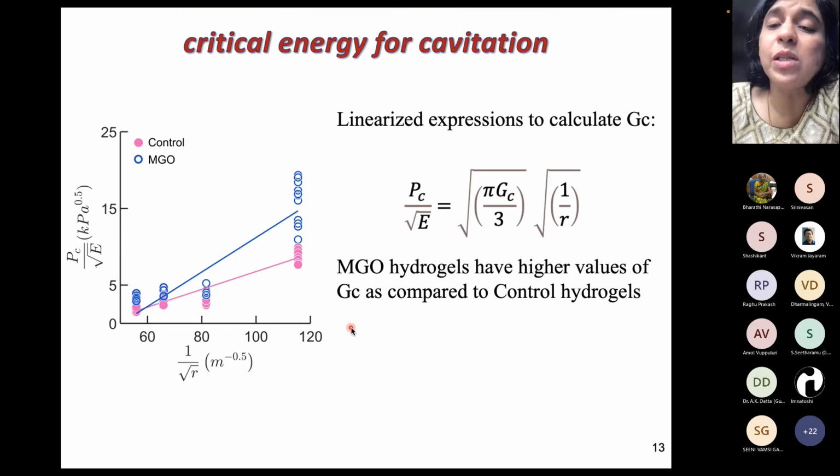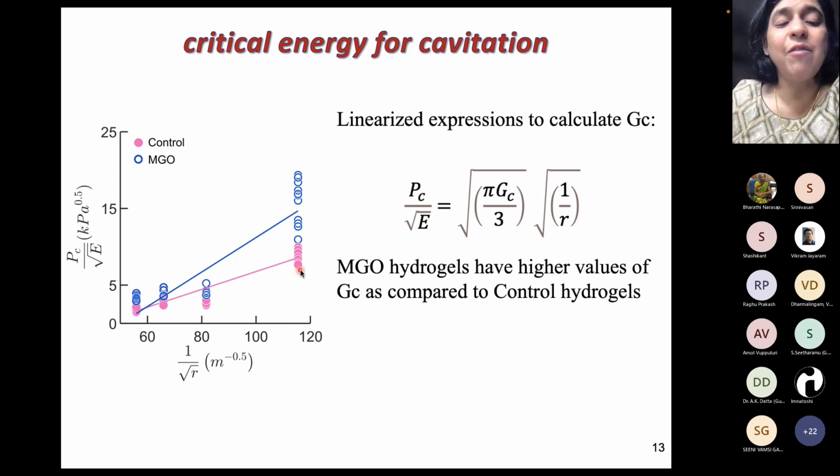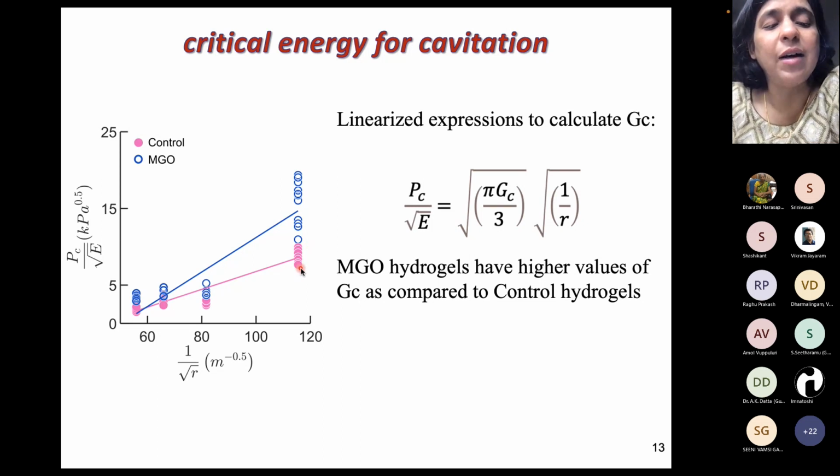But when we use the linearized expressions and we look at how PC by square root of E now changes as 1 over square root of R, we see fairly nice linear curves. But again, please note that there's a lot of variance here, which is very typical of biological gels, where we have variability in the starting material that we have.